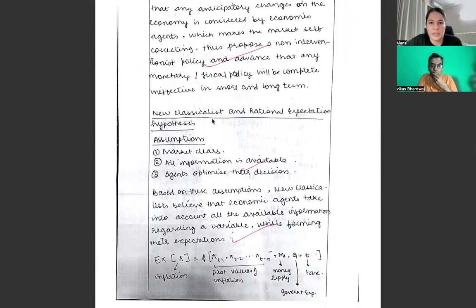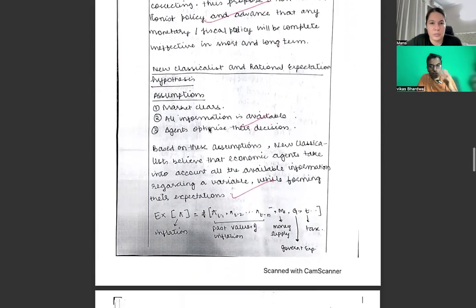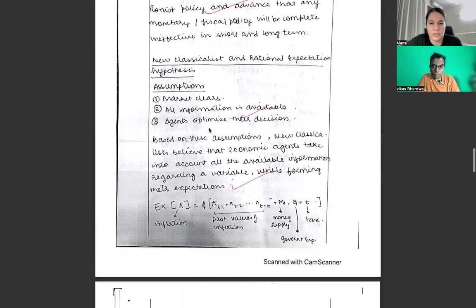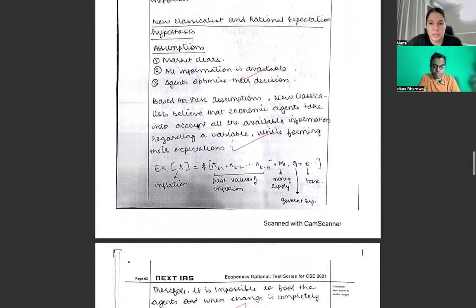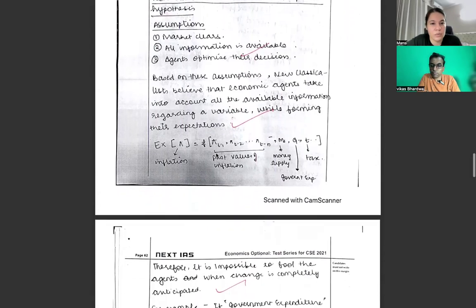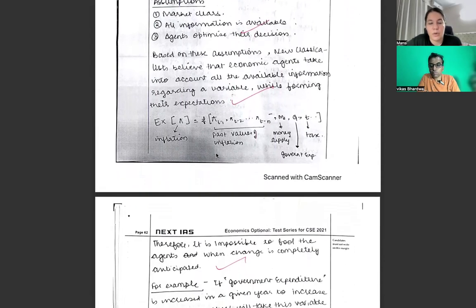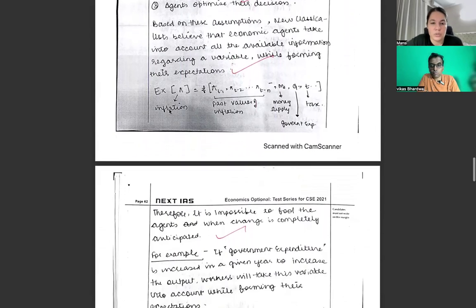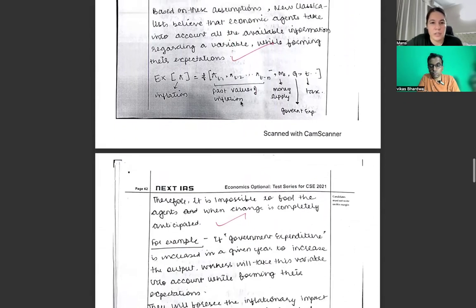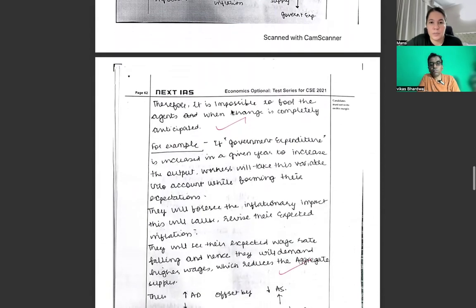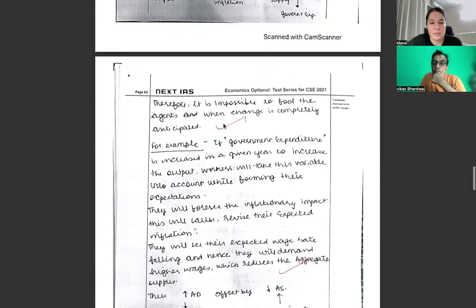And new classical and the rational expectations hypothesis assumptions: market clears, all information is available, agents optimize their decisions. So based on these assumptions, the new classicals believe that economic agents take into account all the available information regarding variables while forming their expectations. So this is the equation of expected inflation rate change in the economy. So it depends upon the past values of the inflation. So it is impossible to fool the agents when the change is completely anticipated by them.